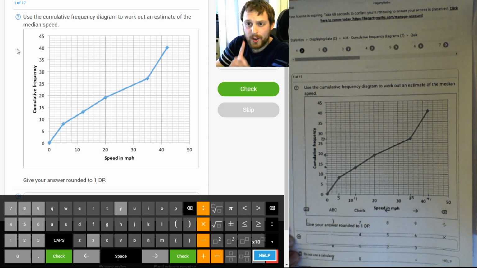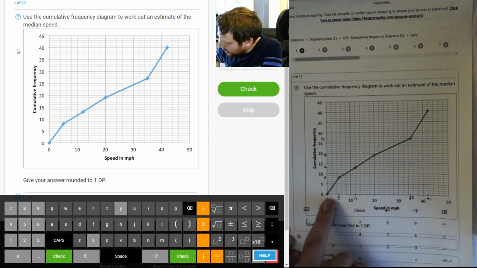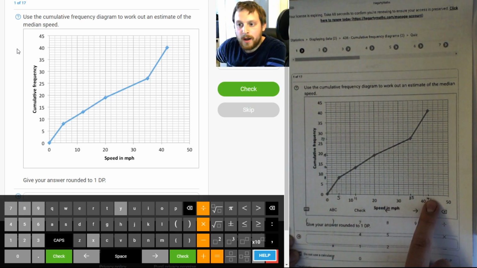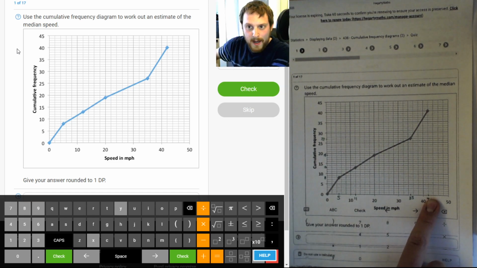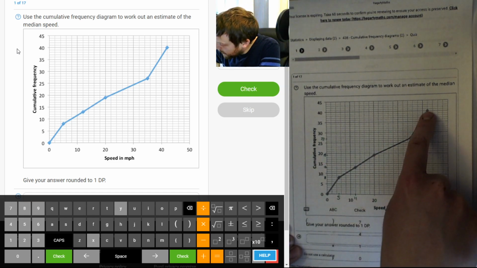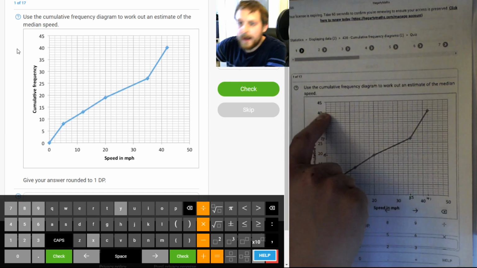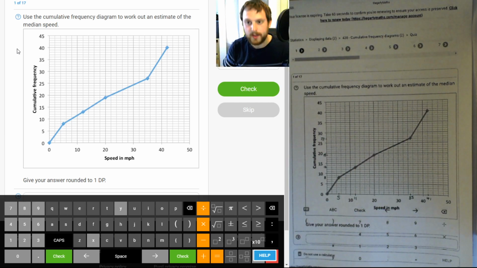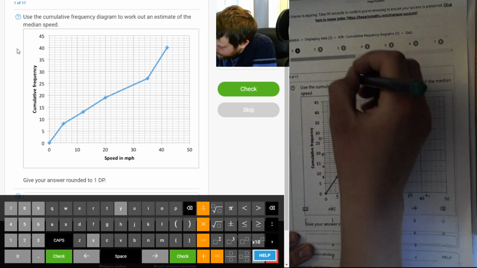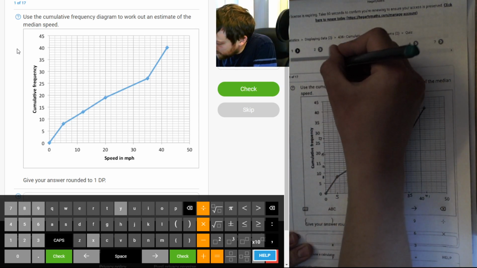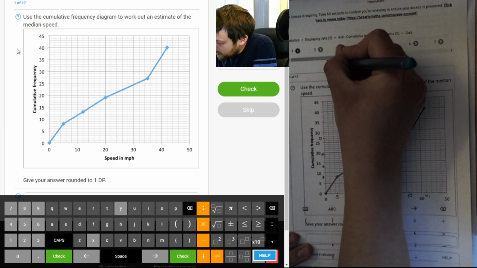So let me ask the question again. How many cars were recorded doing less than 41 miles an hour? So I go along to 41 miles an hour on the x-axis. Remember, on the x-axis is what's being measured. And I go up and I go along and I say, right, there were 40 cars. There must have been 40 cars altogether.